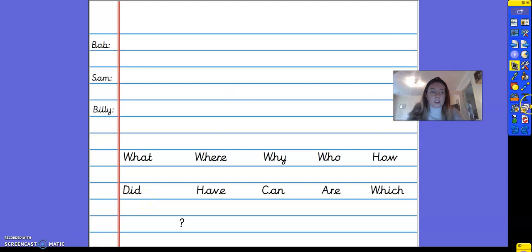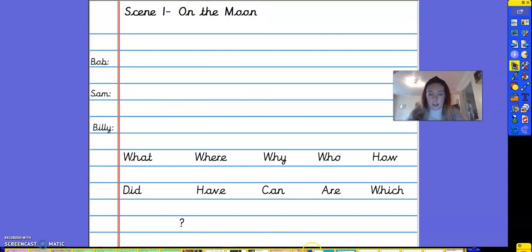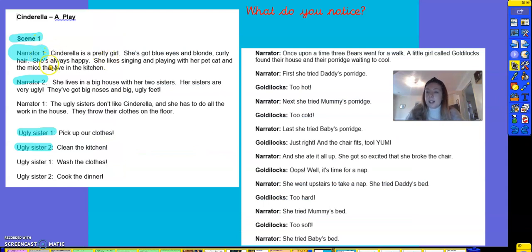Now, if you would like to really challenge yourself for your play script writing today, at the top we would like it to say scene 1, and you might say on the moon. But you might also want to include a narrator. So like we talked about in our examples at the start, let's go back to them, where we looked here, we could see in the one of Cinderella we had a narrator. Now this isn't one of the characters. A narrator almost tells parts of the play that's happening. So they're telling you what's happening in that scene.